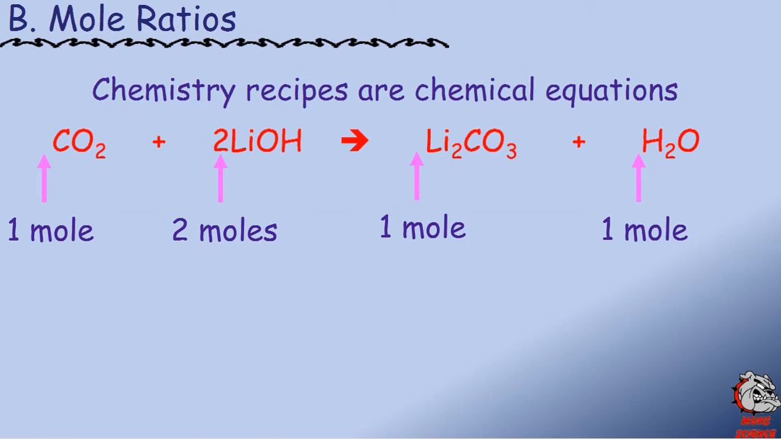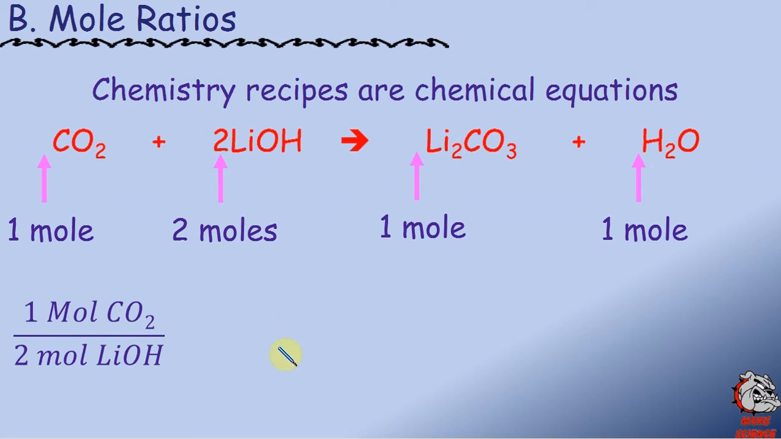Now, ratio is just one thing over another, and so one ratio I could compare is 1 mole of carbon dioxide to 2 moles of lithium hydroxide. And what that's telling you is that for every 1 mole of carbon dioxide, I need to have twice as much lithium hydroxide, twice as many moles. And that makes sense if you think about it. If I had 1 molecule of carbon dioxide, I need 2 molecules of lithium hydroxide. I need twice the number of things, twice the number of particles.